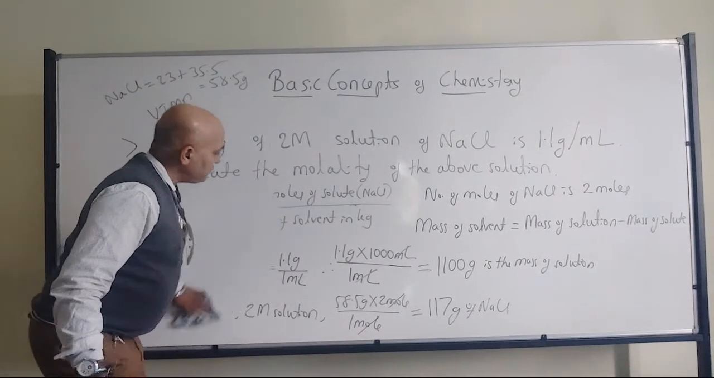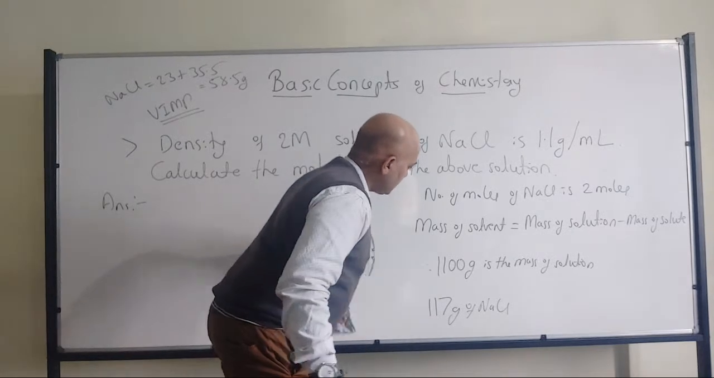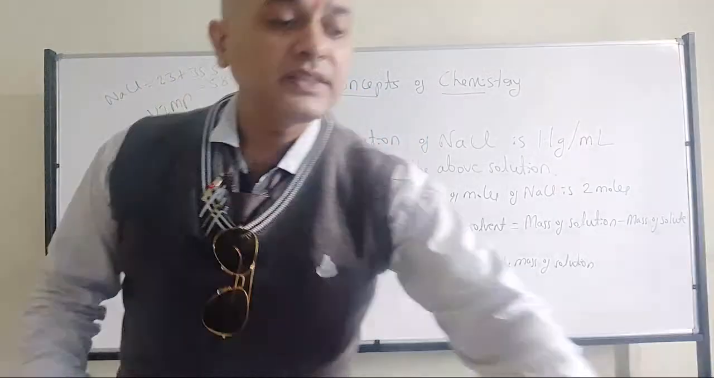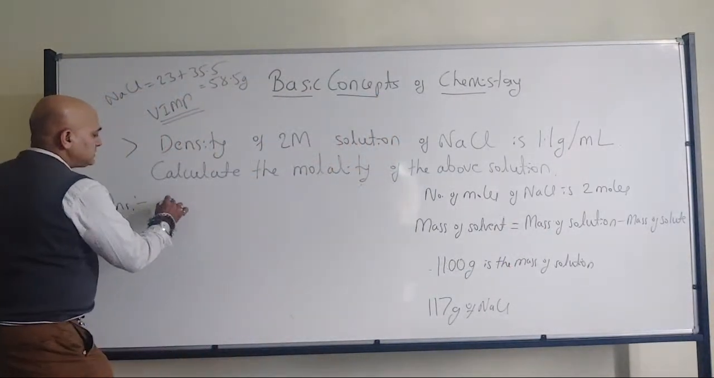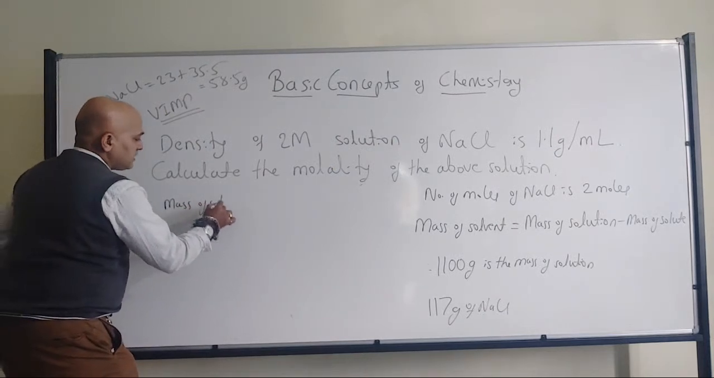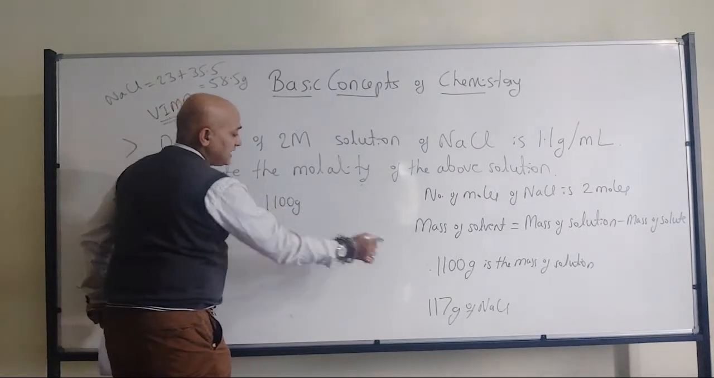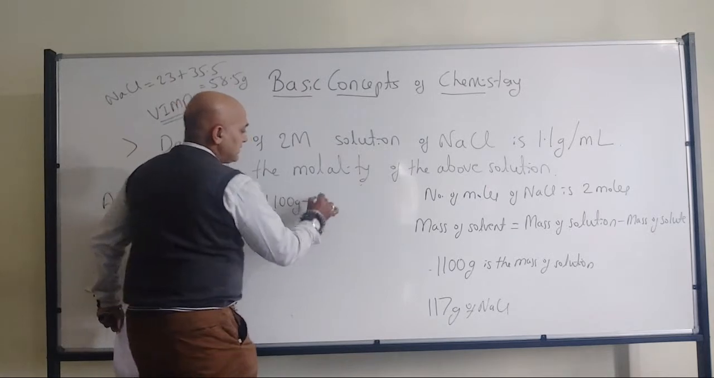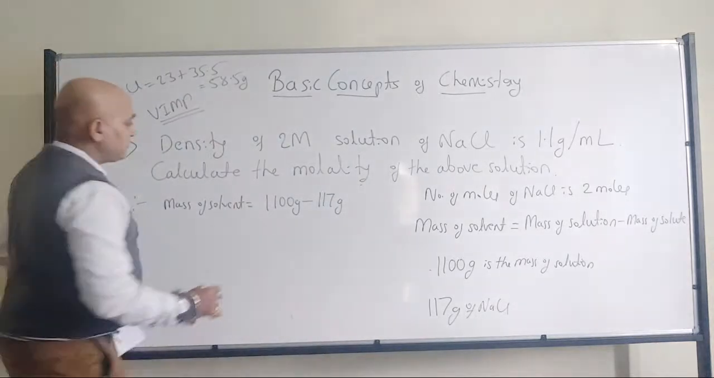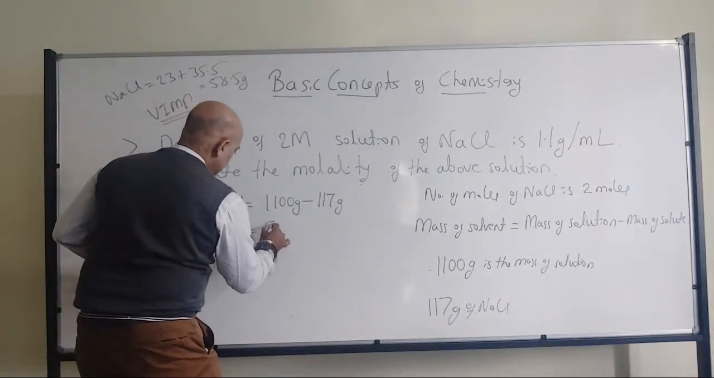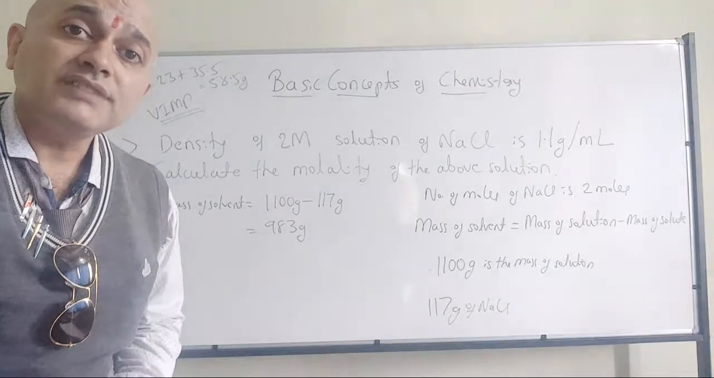That is, I am going to find the mass of solvent. Just substitute these values here. So mass of solvent is equal to 1100 gram, that is mass of solution, minus 117 gram of mass of solute. So the final mass of solvent will be 983 grams. So whether it is done?